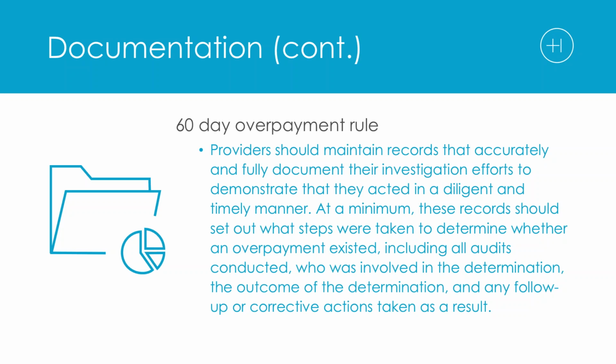They say it is also to demonstrate that they acted in a diligent and timely manner. At a minimum, these records should set out what steps were taken to determine whether an overpayment existed, including all audits conducted, who was involved in the determination, names of people, titles, the outcome of the determination, and any follow-up or corrective action taken as a result.